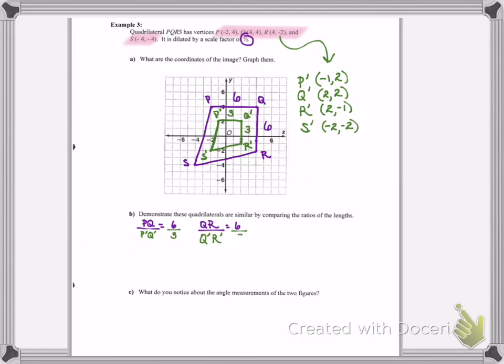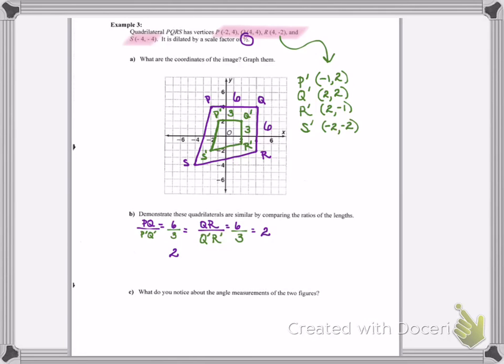QR is also 3. So both of those are going to reduce to be equal to 2. And what that tells me is when we get the same ratio answer, when it's simplified, that demonstrates that it is a similar figure.